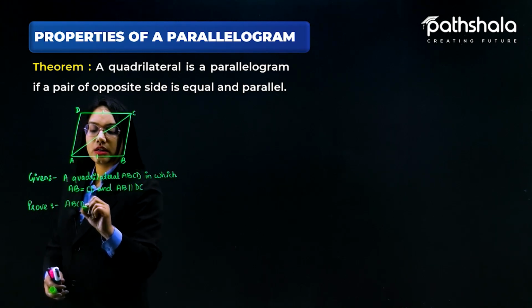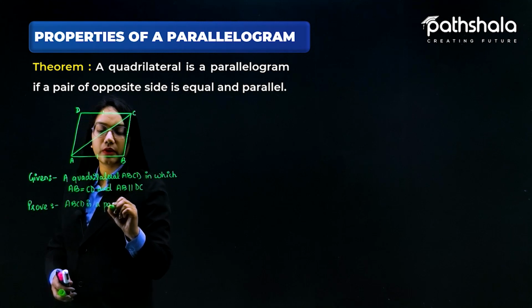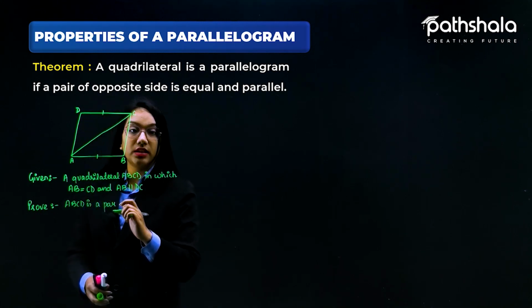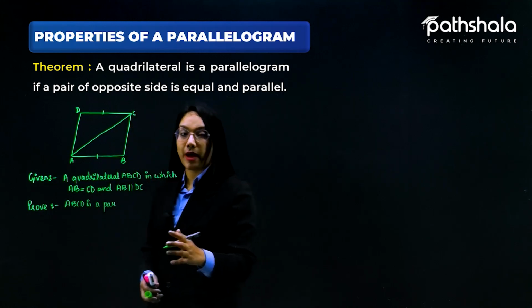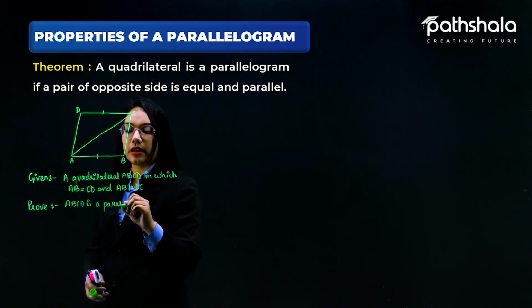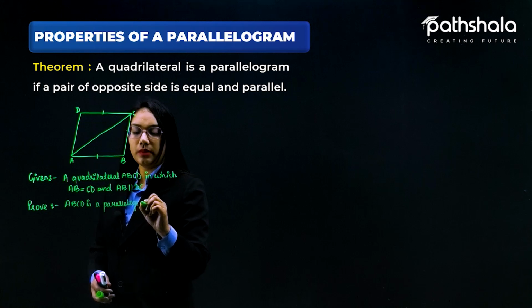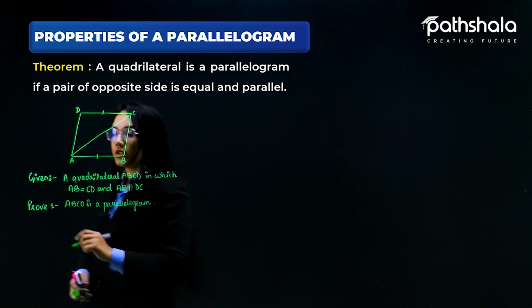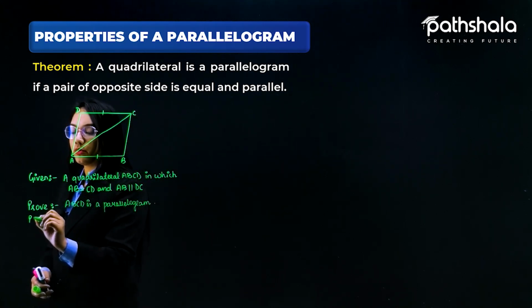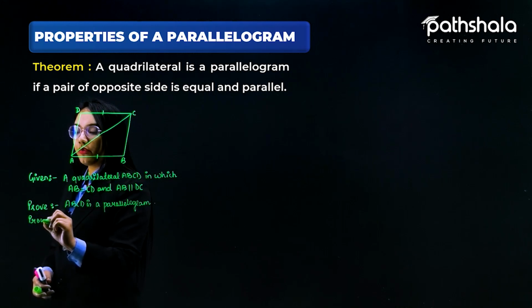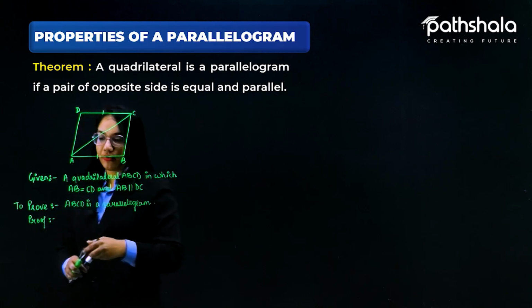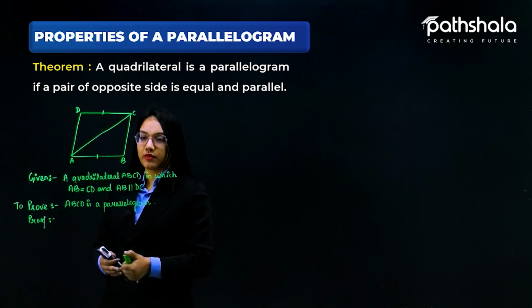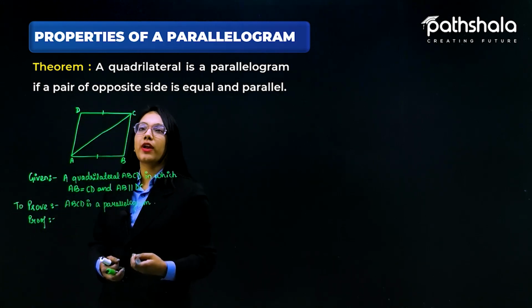So what we have to prove over here is that ABCD, a quadrilateral, is a parallelogram if a pair of opposite sides is equal and parallel. It means we have to prove that ABCD is a parallelogram. So let us suppose I'm starting the proof of it. The proof should be like this: let us start with the two triangles over here.